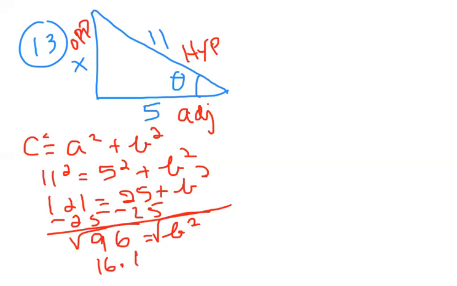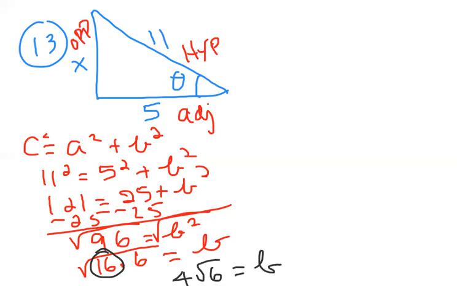Okay, so I'm simplifying the 96. And the square root of 16 becomes 4 on the outside, and the 6 remains inside. Okay, guys? So that missing side is 4 radical 6. So now you've labeled your triangle. You have all the side lengths. So let's go to work, guys, and calculate the 6 trig ratios, okay?